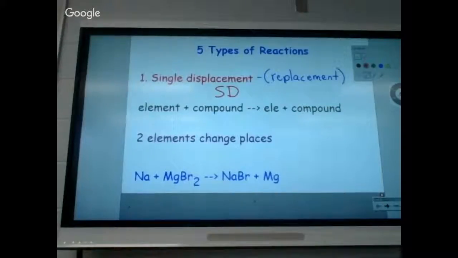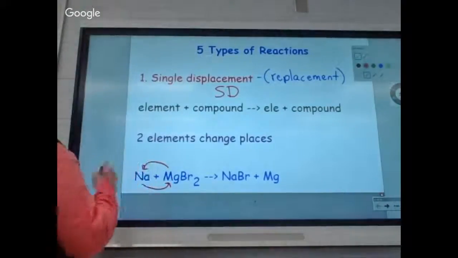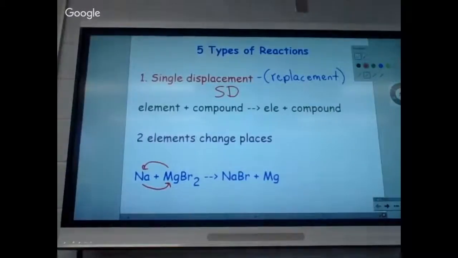Now, if you don't see it, it's completely okay. Sodium and Mg change places. Don't worry about it. I was just asking to see if some people did. I'm going to show you how to figure it out, and you're going to have to figure it out, but it's not hard to figure out.